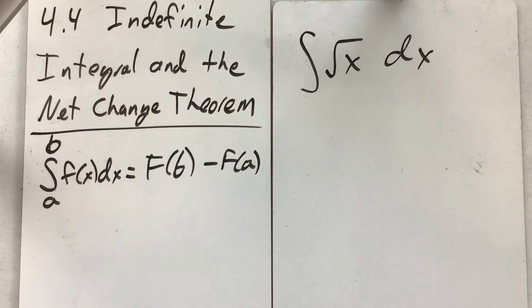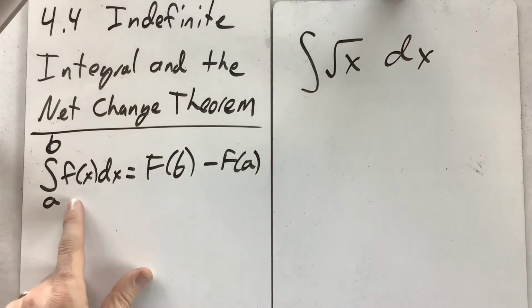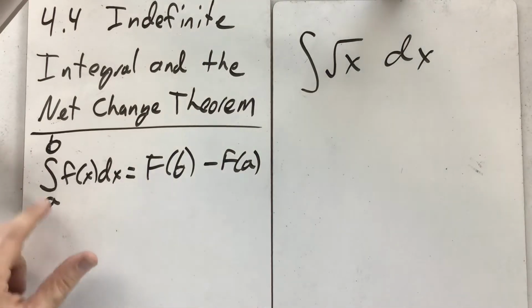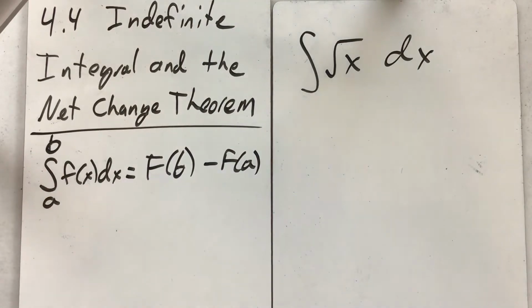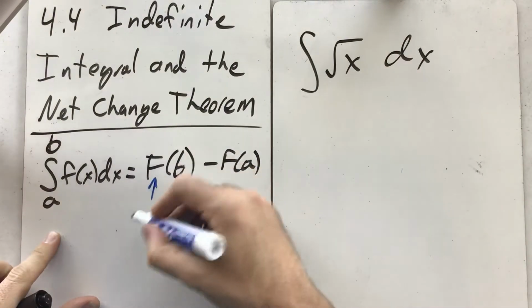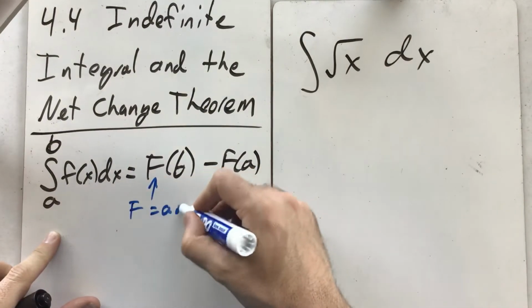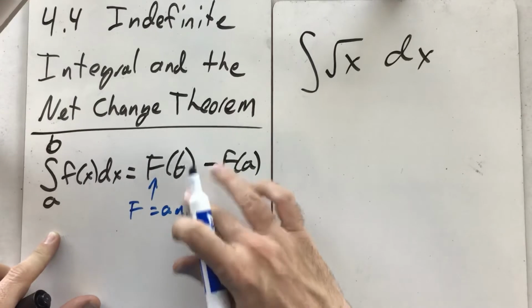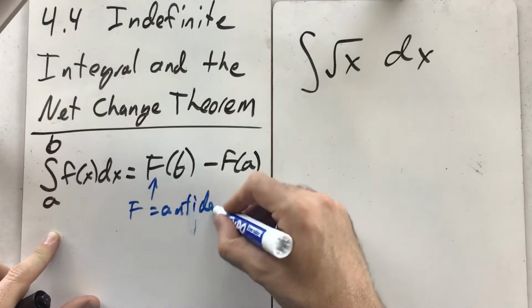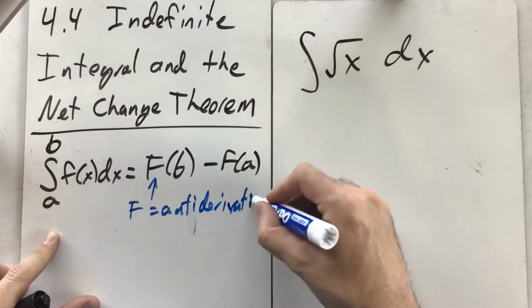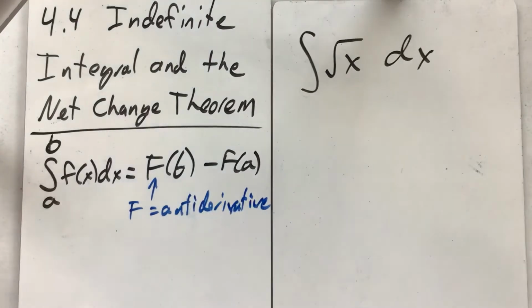4.4 is called the indefinite integral and the net change theorem. What we're going to do is teach you just a little bit of notation. We know this integral: if we do the integral from a to b, we take the antiderivative, where F here is the antiderivative.